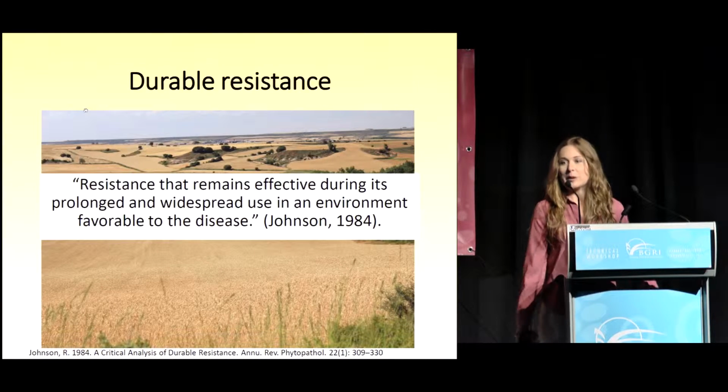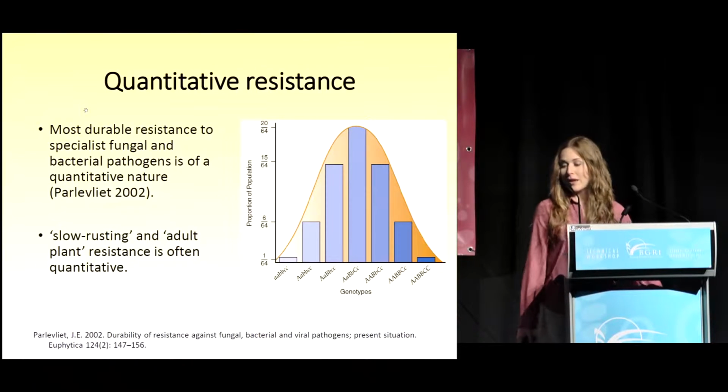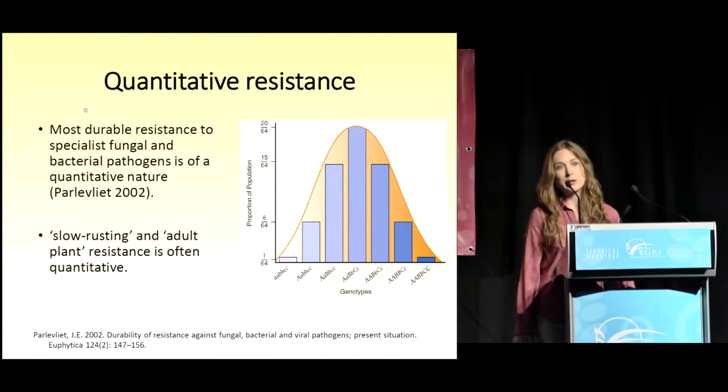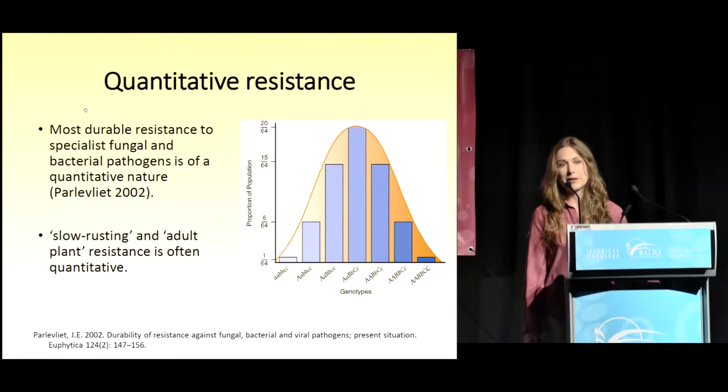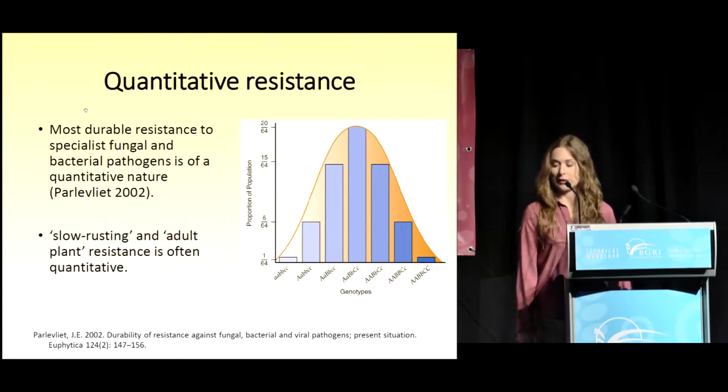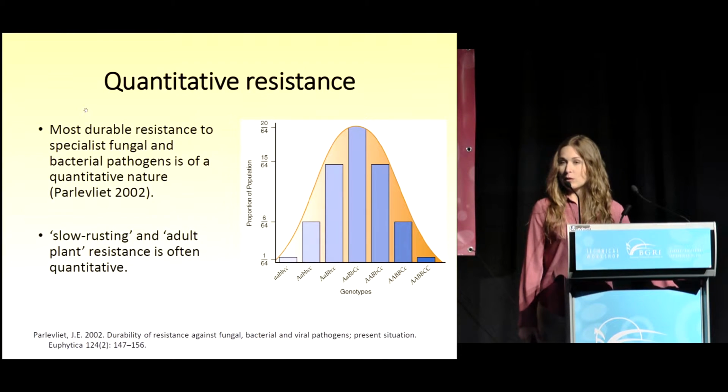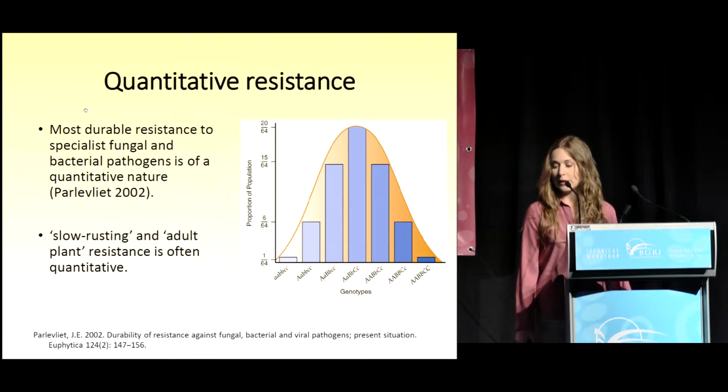So we never really can tell in advance. But with that said, in the case of rust, and not only rust but other specialist fungal and bacterial pathogens, it's been observed that quantitative resistance tends to be more durable than single genes. And in rust, we know that slow rusting and adult plant resistance is often quantitative.